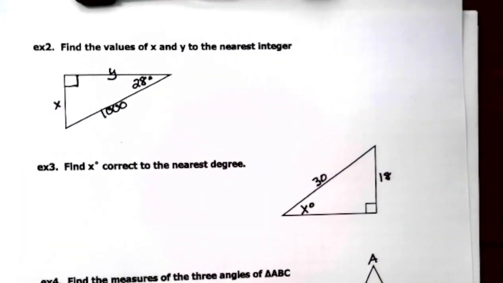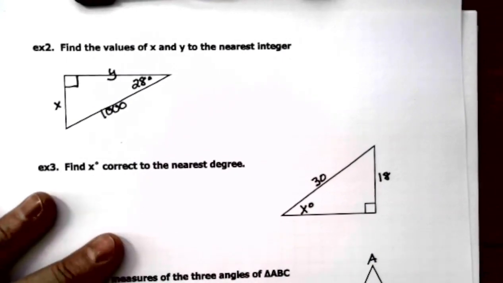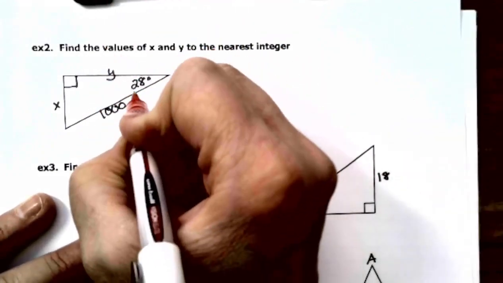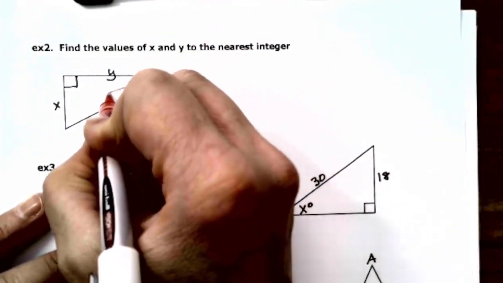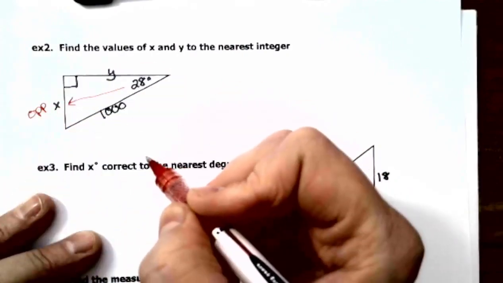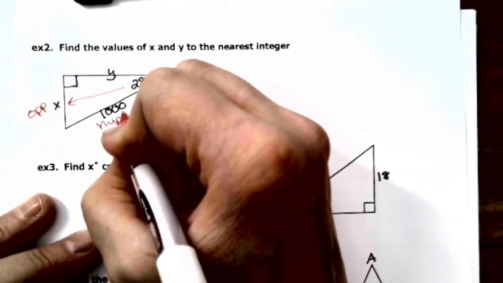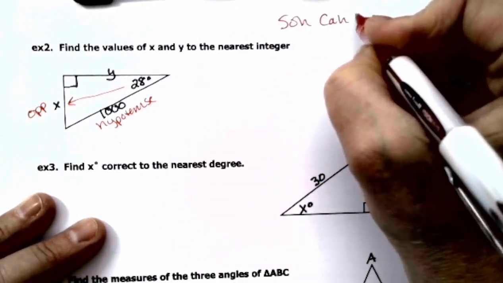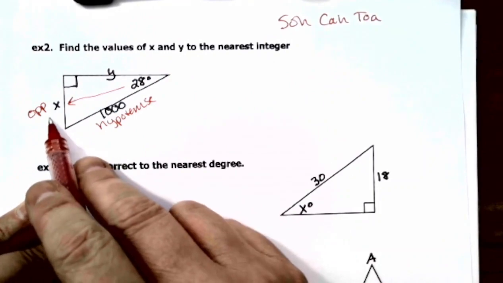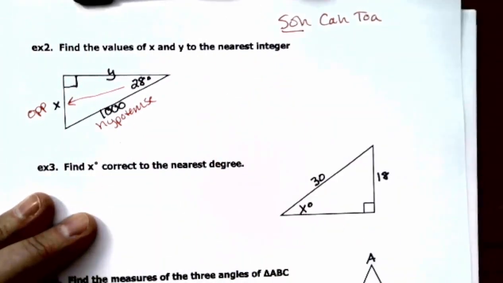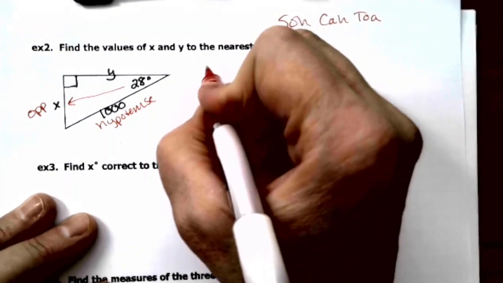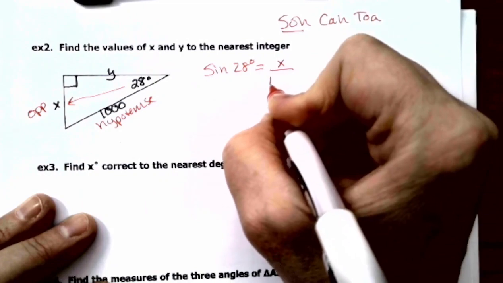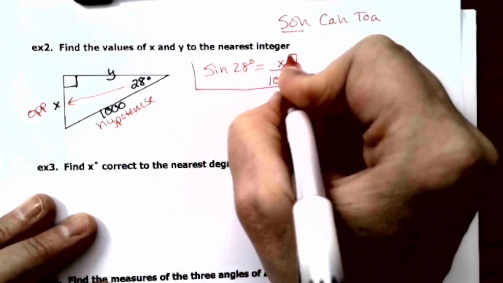All right, example 2. Find the values of x and y to the nearest integer. So let's start with x. If I use angle 28, then x is my opposite side, and 1,000 is my hypotenuse. Now, if you think of SOHCAHTOA, the one that has opposite and hypotenuse is SO, or sine. So we're going to do sine of 28 degrees equals opposite, which is x, over hypotenuse, which is 1,000.